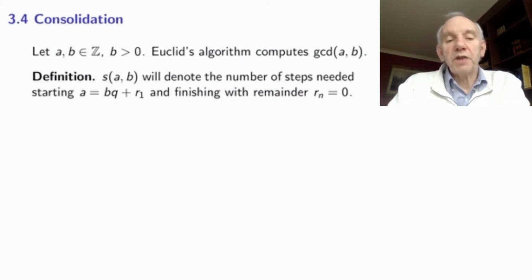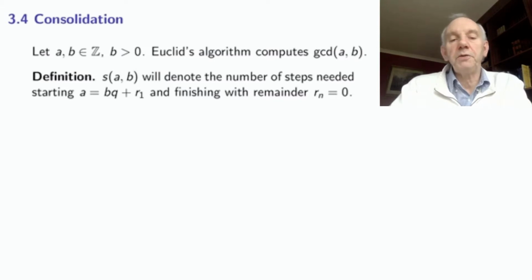In this section it will be a bit novel in the sense that I want to analyse Euclid's algorithm, and the title Consolidation reflects the fact that I'm going to draw together a number of topics which we've seen so far, namely logarithms, recurrence relations, in particular the Fibonacci numbers, and relate all that to Euclid's algorithm.